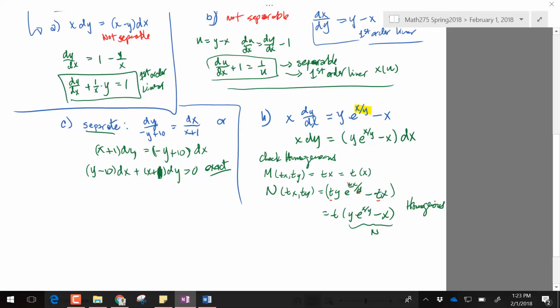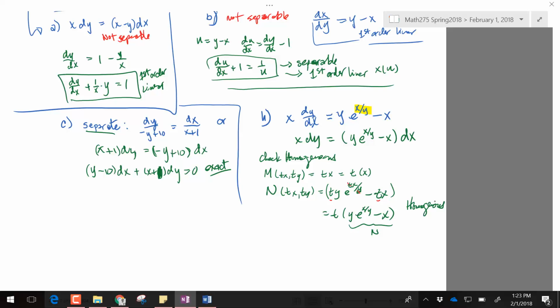And if it's homogeneous, then we can use that technique, whatever that was. We're going to let u equal to, or y equals ux, or v equals, I don't know. You guys can look it up. All right. Any questions?